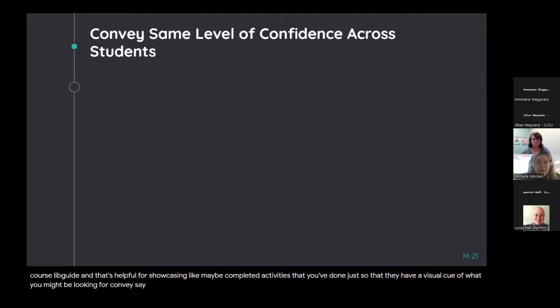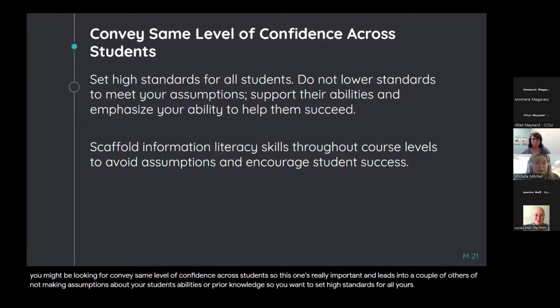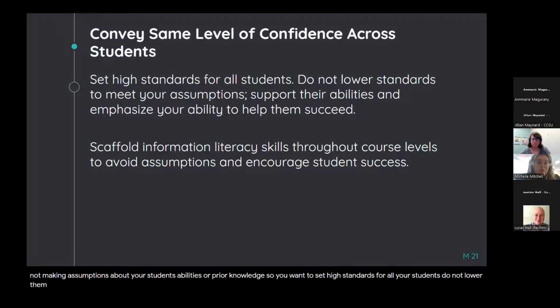Convey the same level of confidence across students. So this one's really important and leads into a couple of others of not making assumptions about your students' abilities or prior knowledge. So you want to set high standards for all your students. Do not lower them to meet your assumptions. I think it's really important that we uplift our students and don't assume that they don't know anything, because more often than not, that's not the case.